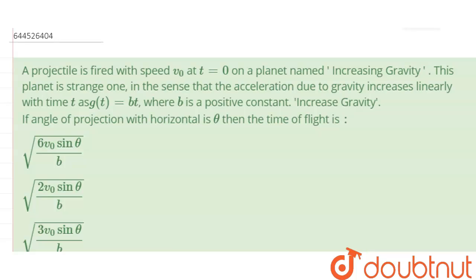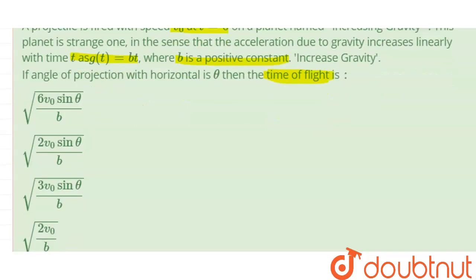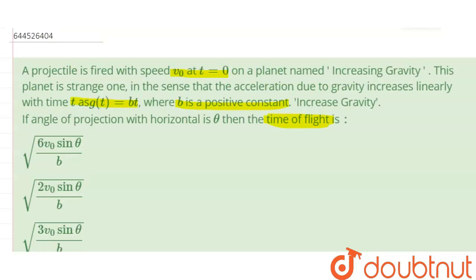So the question is, a projectile is fired with speed v naught at t equals 0 on a planet named increasing gravity. This planet is a strange one in the sense that the acceleration due to gravity increases linearly with time, and the equation of acceleration is given as g(t) equals bt. That means the acceleration is directly proportional to the time, linearly increasing with the time, where b is a positive constant. If the angle of projection with horizontal is theta, then we have to find the time of flight of that particle which is projected on the planet named increasing gravity.